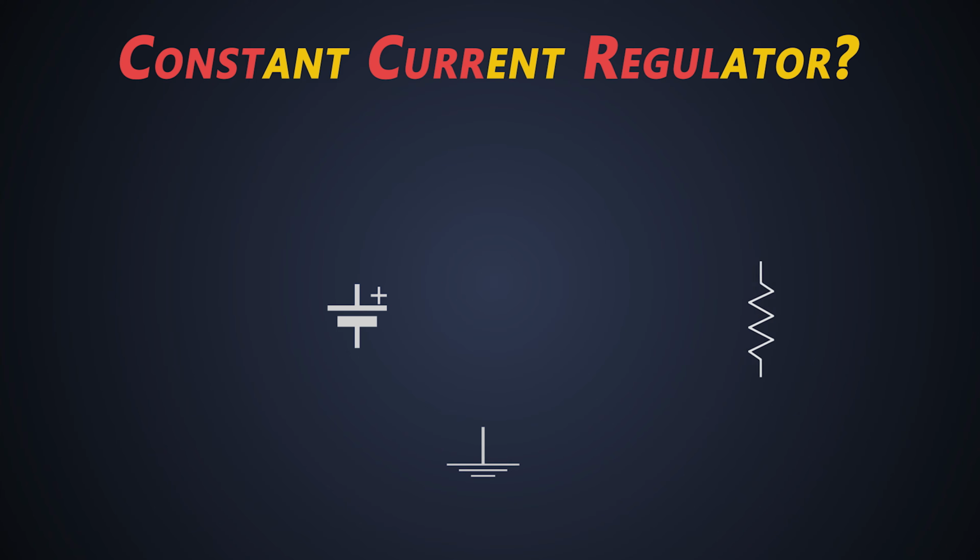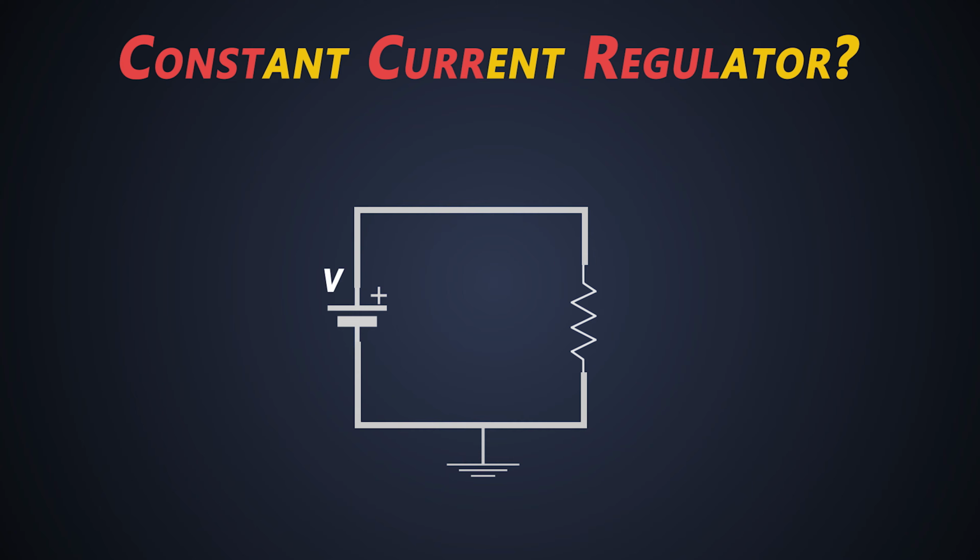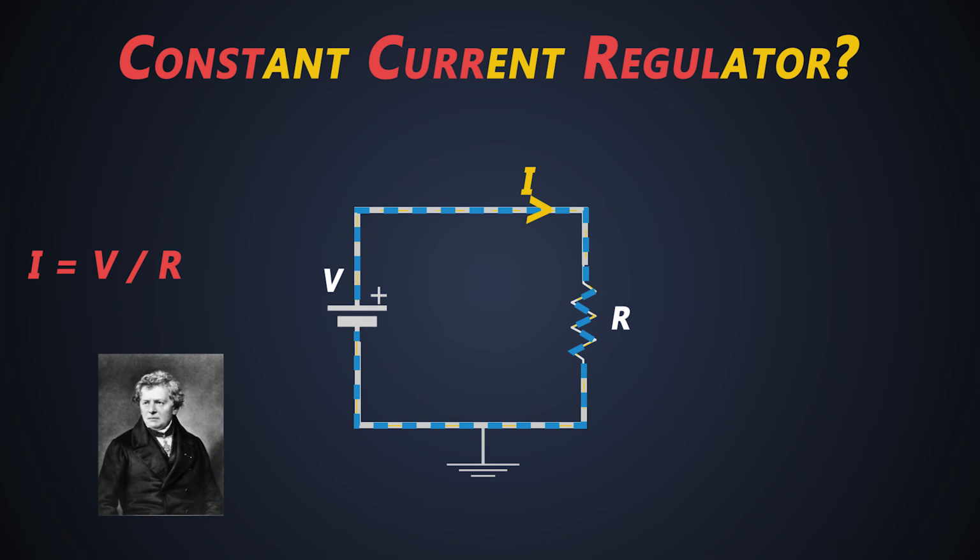Let's see the basics of current and voltage. When we connect a normal voltage source, let's say a battery, to a resistor, then the current flowing through the resistor will be the division between the voltage applied to it and its resistance. Well, this is nothing but the basic Ohm's law, right?